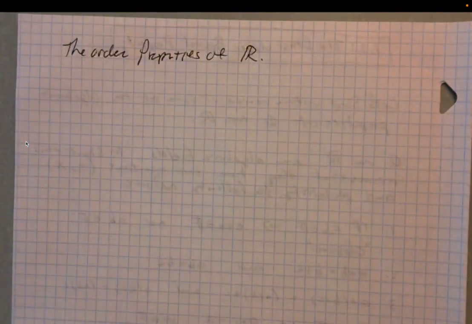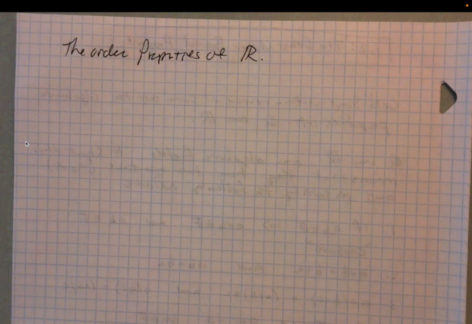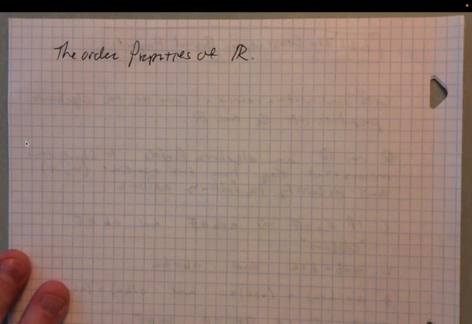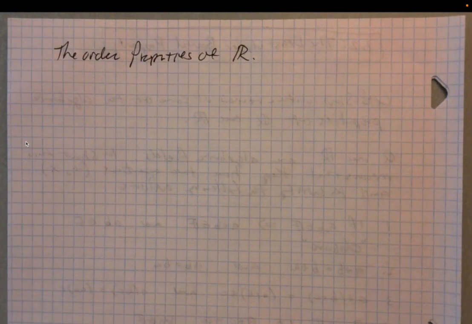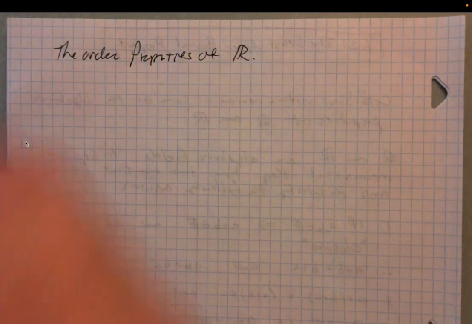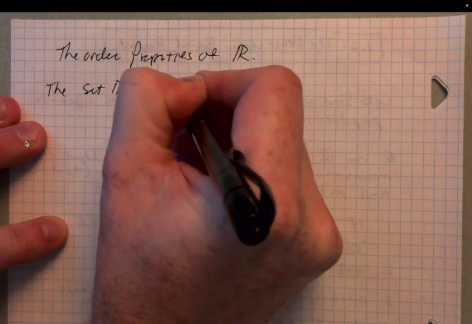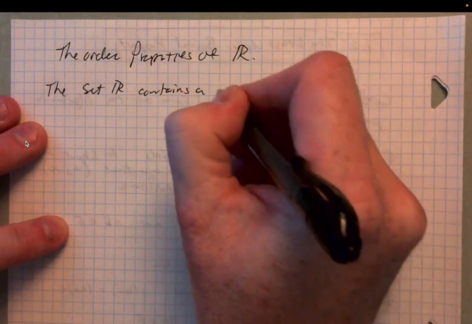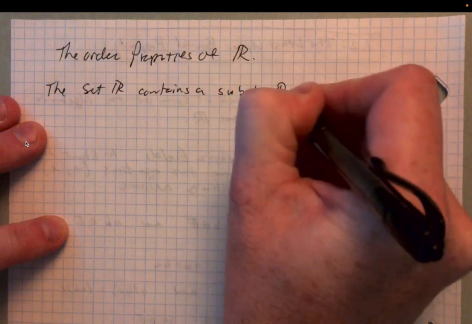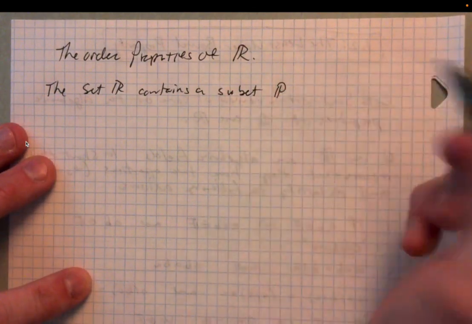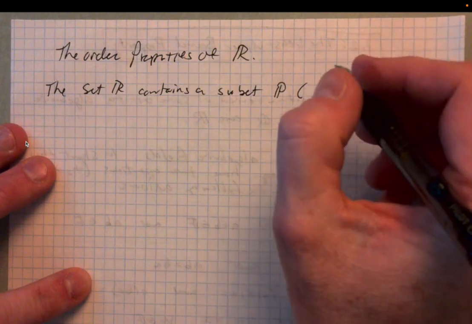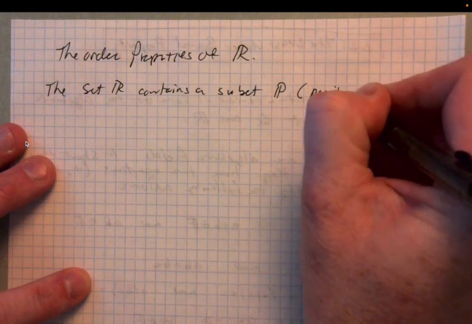The order properties of the real numbers. Now, there's going to be 2 order properties, and they all have to do with this set, which we will denote as P, which basically stands for the positive real numbers. Okay, so the set R contains a subset P, and you can think of this subset as just being the positive real numbers.